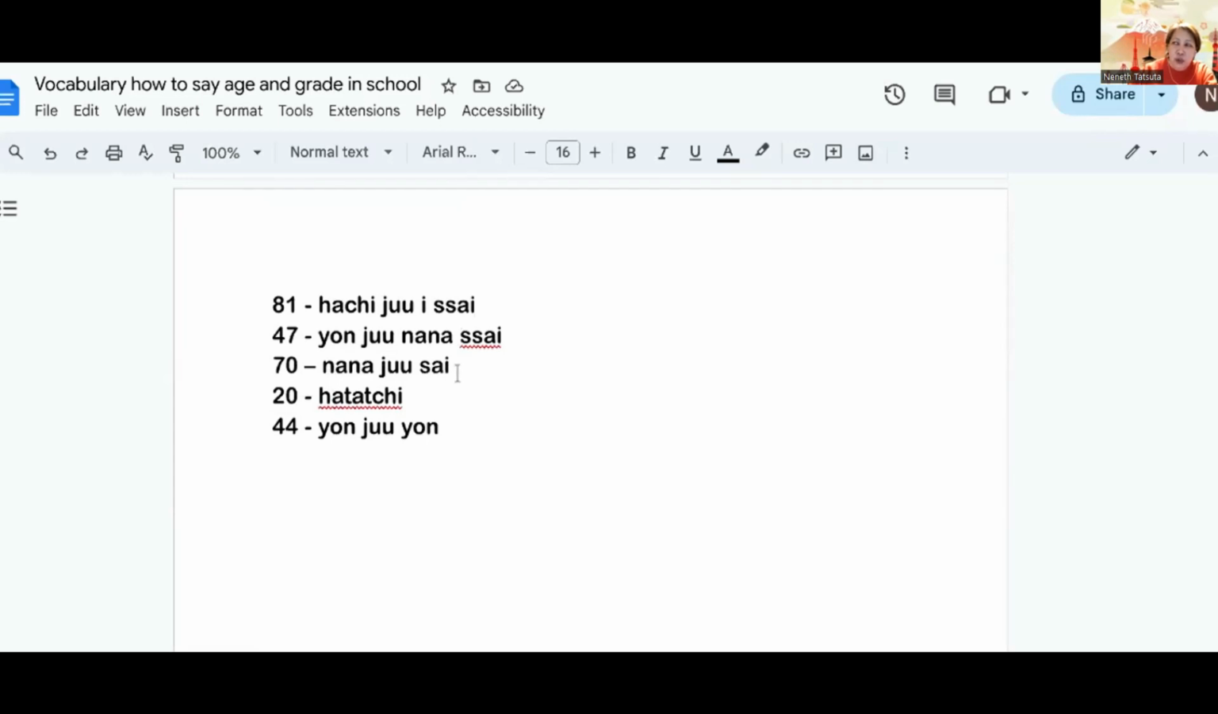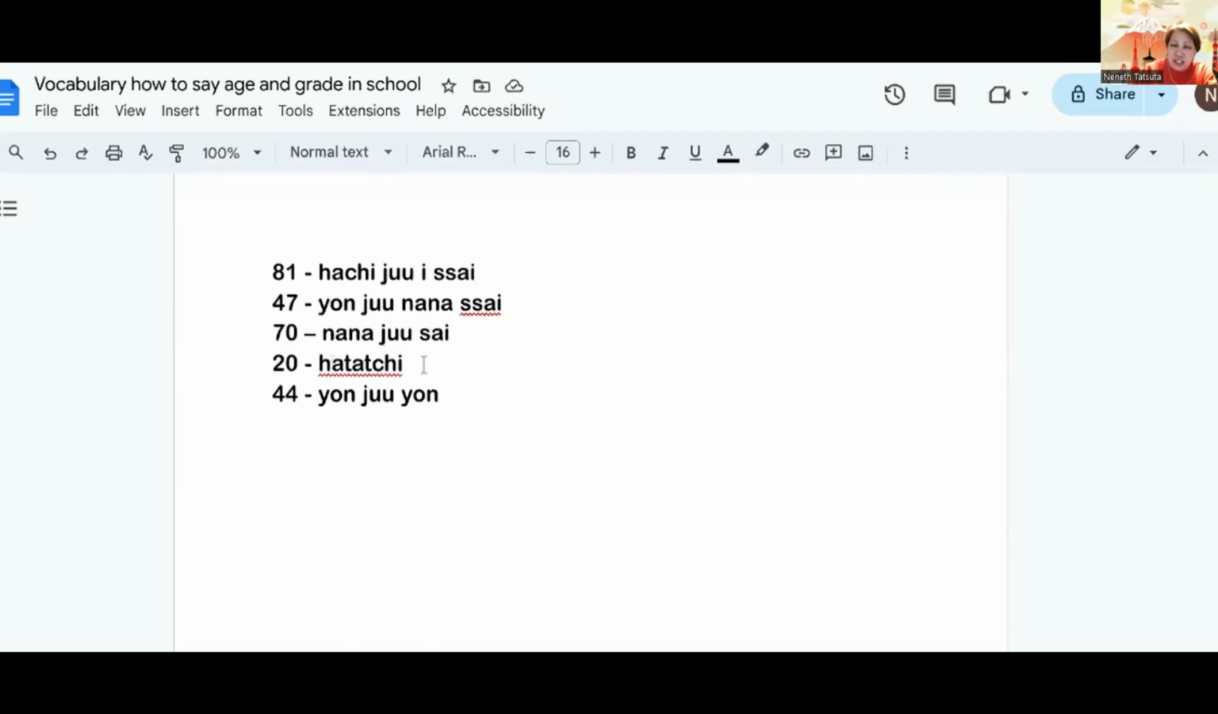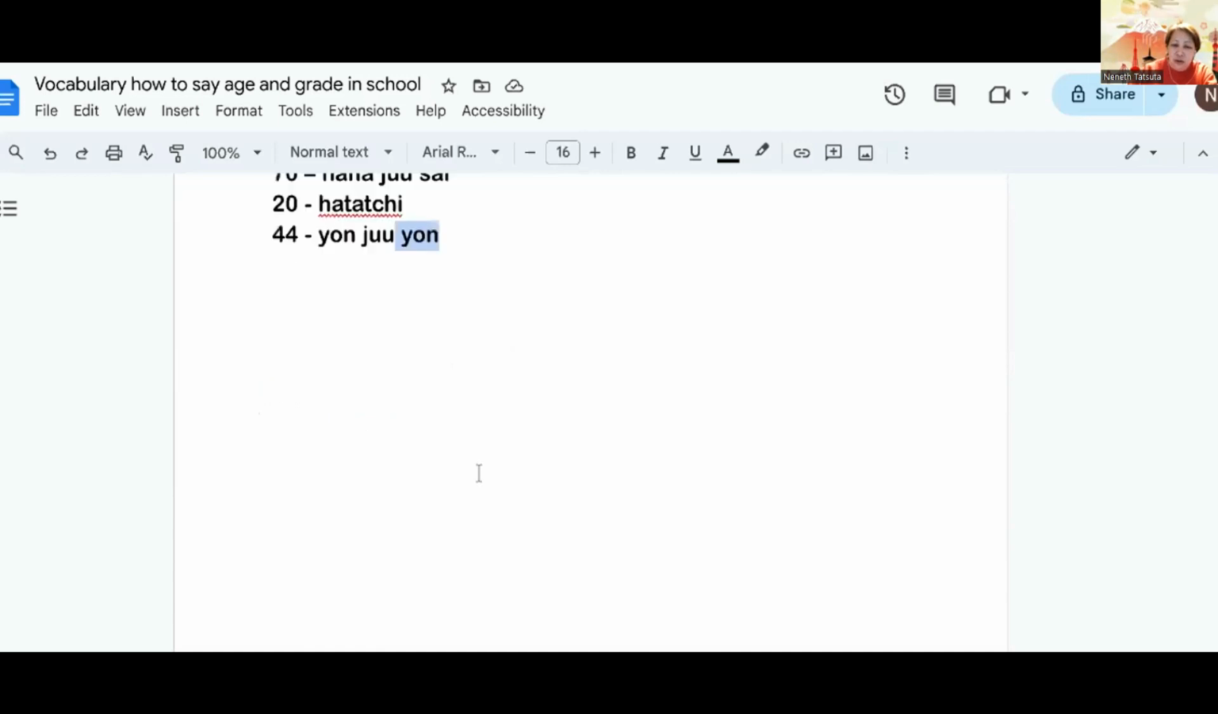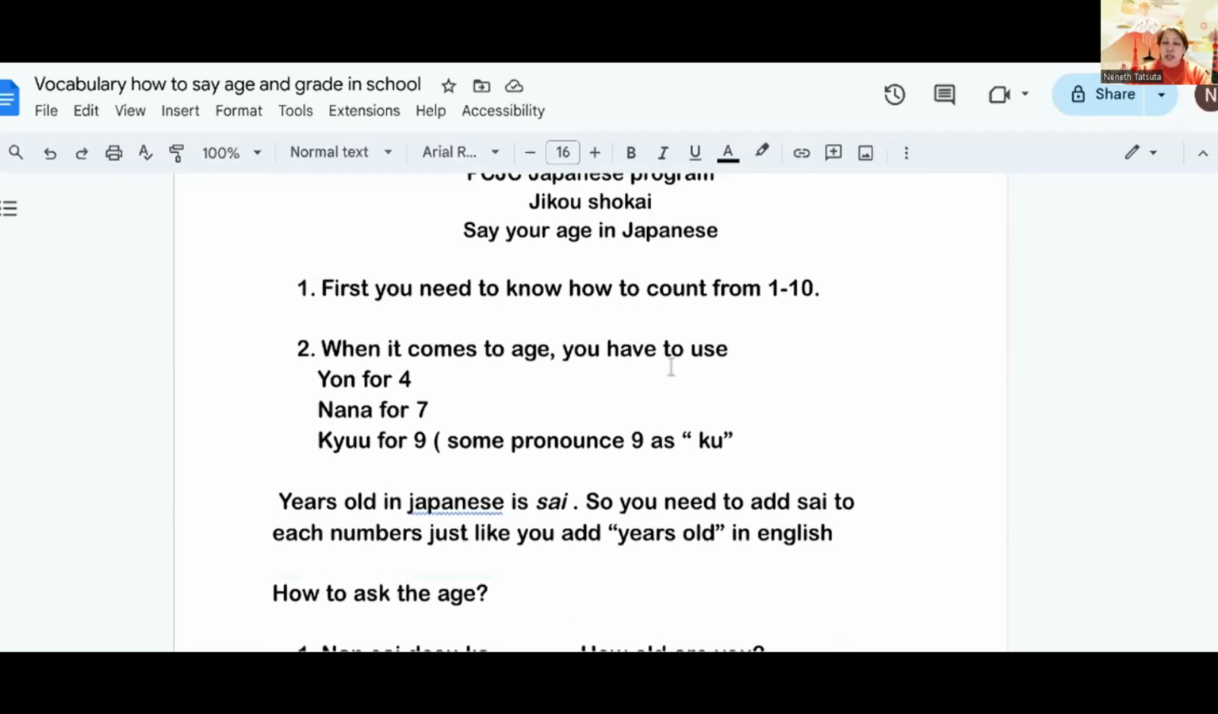Nanaju sai. You will not say shichiju sai. No, it's nanaju sai. Same with yonju nana sai, not shiju nana sai, for the 4 and the 7. And for the 20, it is hatachi. For the 4, again, you will not use shi, but yon: ju yon. So this is how you are going to say your age, with the exemptions. Okay, so we will continue.